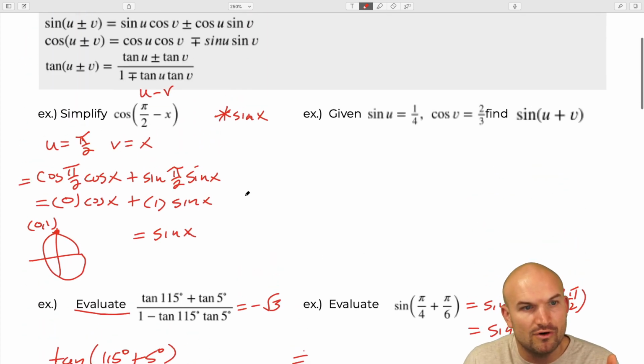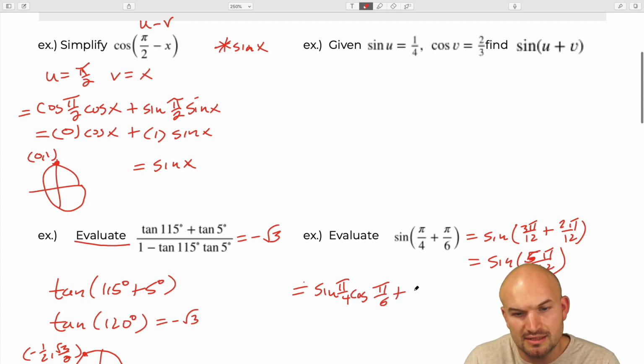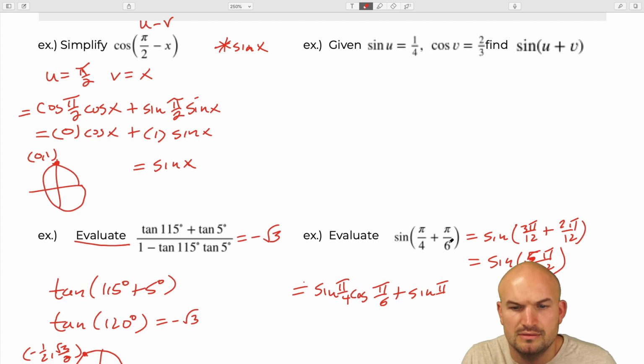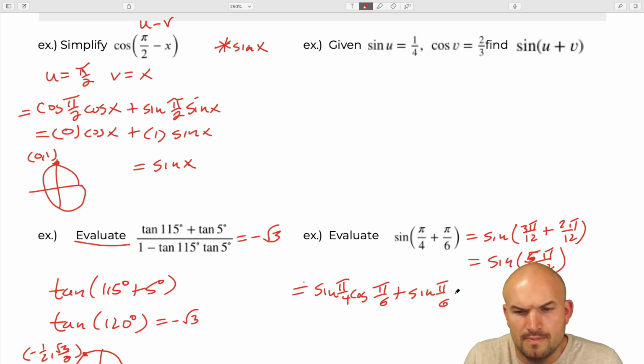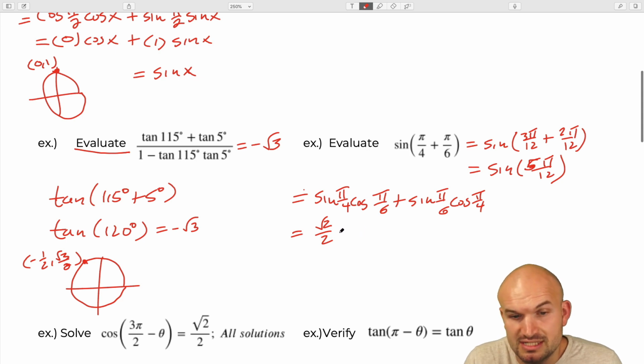Because using your formula, the sine of pi over 4 plus pi over 6 is just going to be the sine of pi over 4 times the cosine of pi over 6, plus the sine of pi over 6 times the cosine of pi over 4. And now for each one of those, I can definitely evaluate. Sine of pi over 4 is square root of 2 over 2, and cosine of pi over 6 is square root of 3 over 2.